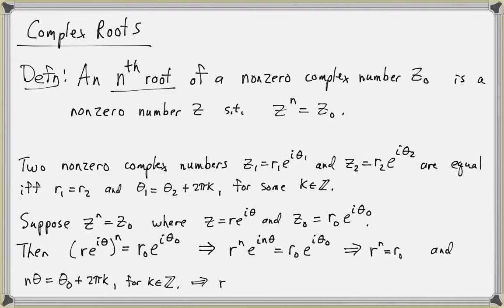So then r must equal the nth root of the positive real number r0, and we see that theta equals theta 0 plus 2 pi k over n for some integer k. So we see that there's going to be multiple ways to represent the argument theta for the nth root of z0. This leads to the definition of the set of the nth roots of z0.